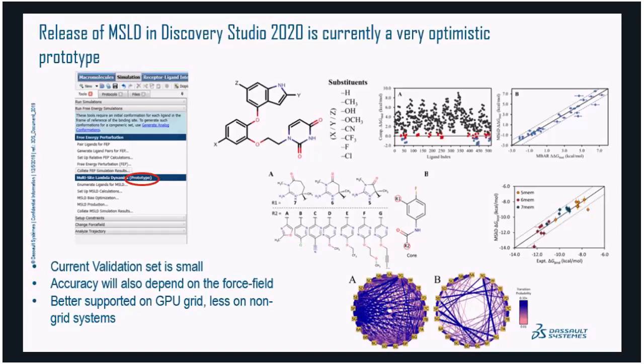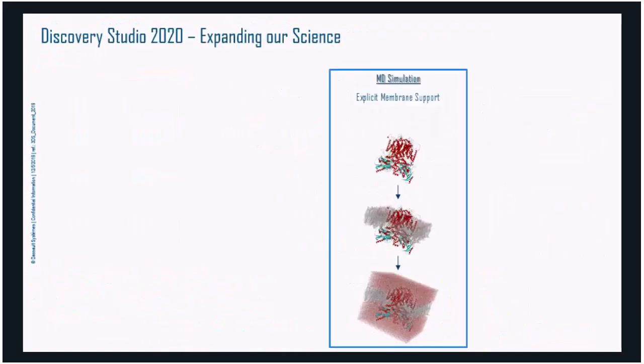So that's very exciting. When I look at these results and some of our current validation set, I get very, very excited. I'm very much looking forward to seeing what our customers are going to be able to do with MSOD in Discovery Studio 2020. As I said, these papers are available online. They were published in JPhys Chem Letters, from Charlie Brooks's lab.